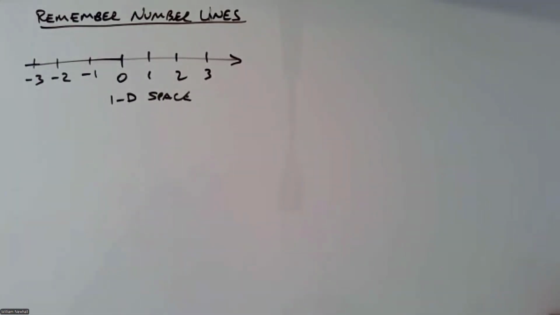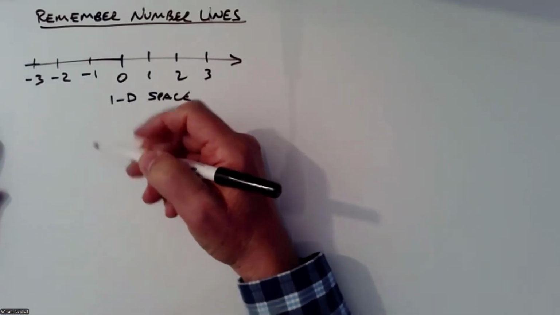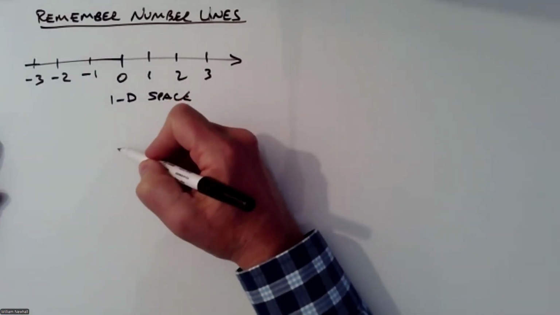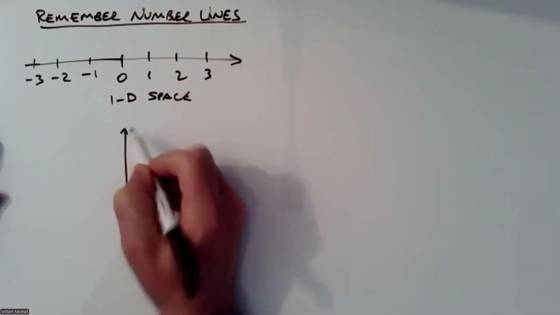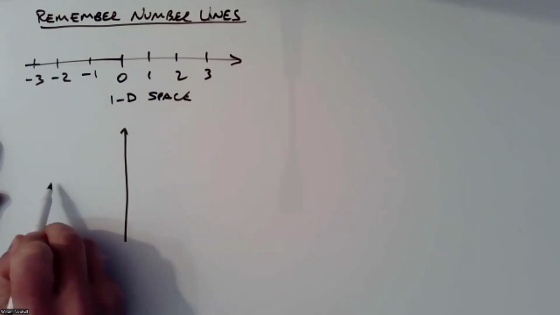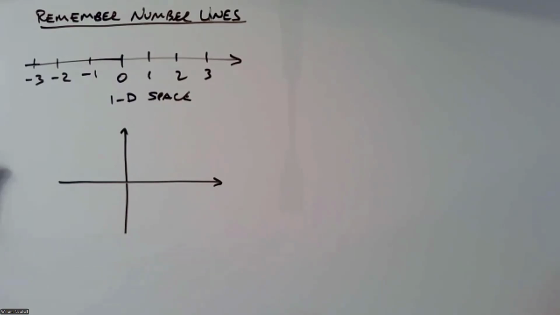And then sometime, was it middle school or late grade school, we moved to 2 dimensions. We added an axis to this number line and we created a number plane.